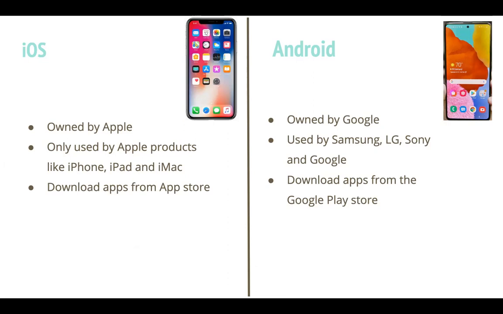To start off with, iOS is owned by Apple and is only in Apple products such as iPhone, iPad, or iMac. You download apps from the App Store. Android is owned by Google, but it's in many different phones, such as Samsung, LG, Sony, and Google. For this, you download apps from Google Play Store.